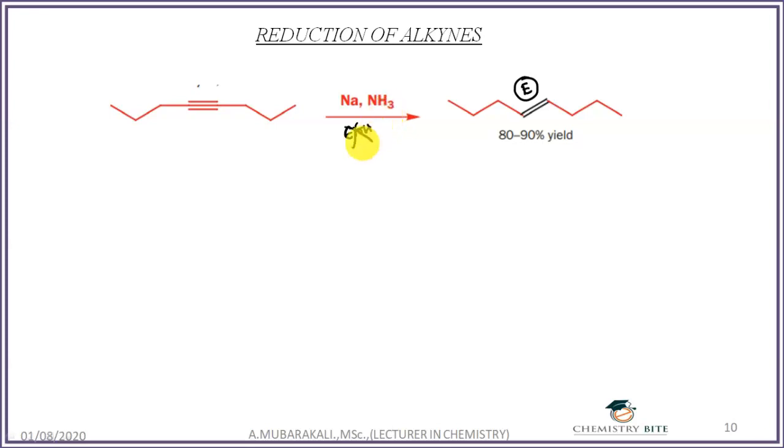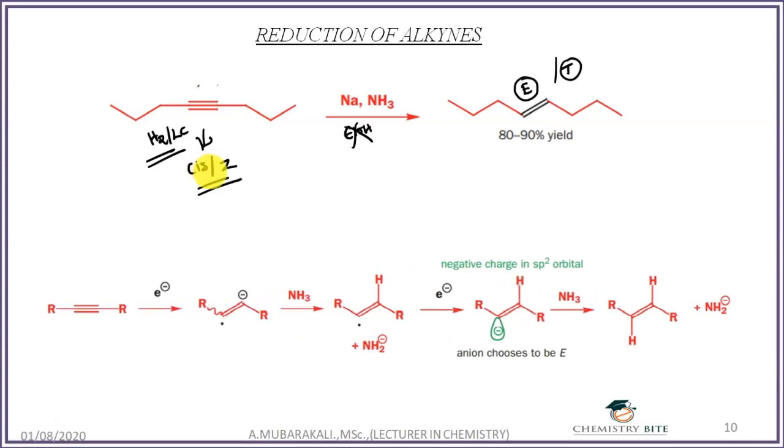We'll see the mechanism now. Whenever an alkyne reacts with a Birch reagent, you will get an alkene with the trans geometry, or we can say E geometry. If you want to get a cis or Z isomer, it is very simple: you have to react the alkyne with hydrogen in the presence of the Lindlar catalyst. So in the case of the Birch reagent, you will get an E or trans product. In the case of hydrogen in the presence of the Lindlar catalyst, you will get a cis or Z product.